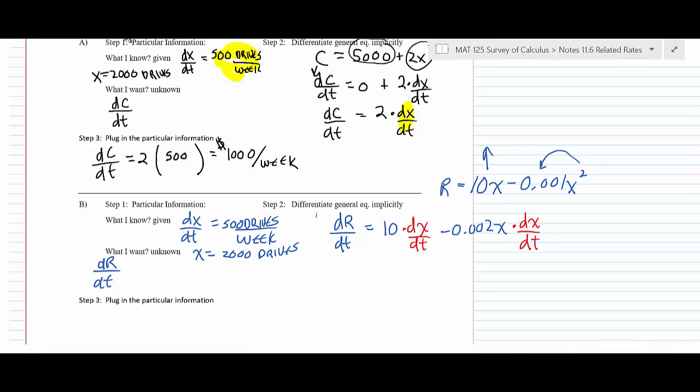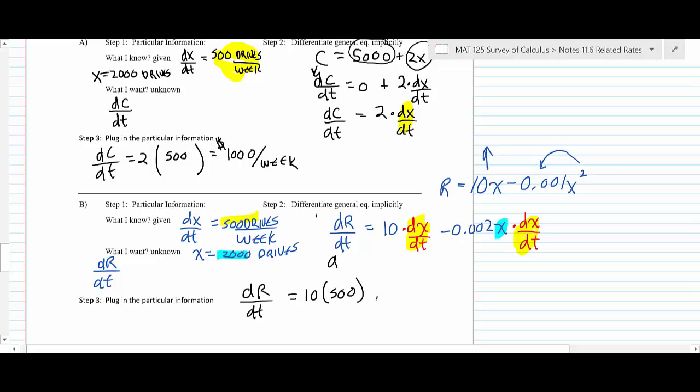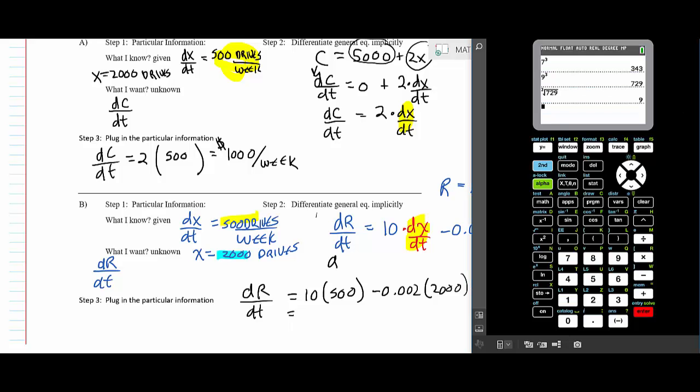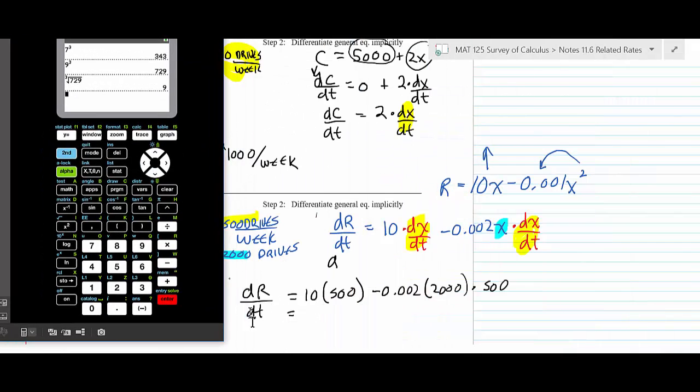Now we basically just plug in what we know. We know dx over dt is 500, so that's going to go there. And we know that x is 2,000. So we'll plug that in. To get our final answer, we'll have dr over dt equals 10 times 500 drives per week minus 0.002 times 2,000 drives, times dx over dt, which again is 500. Then we just go to our calculator. This should be in dollars per week. We're talking about revenue, so the units should be in dollars.